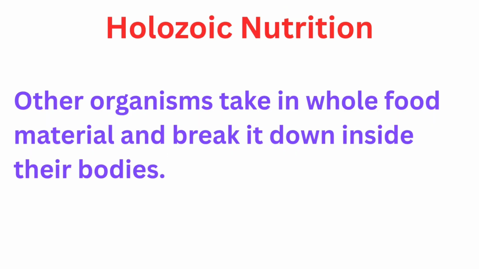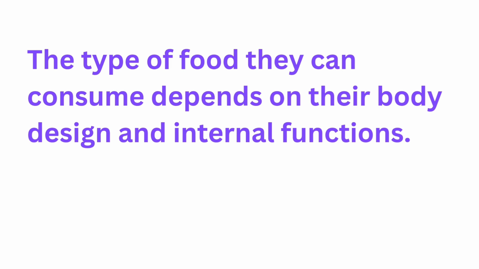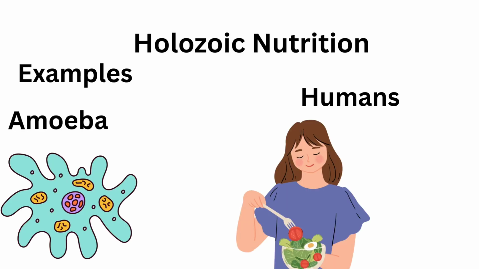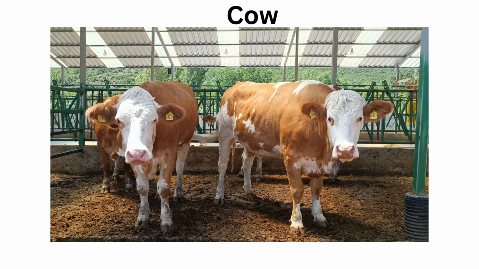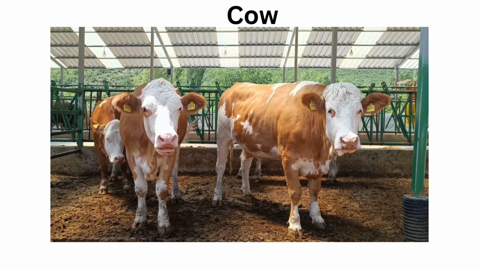Other organisms take in whole food material and break it down inside their bodies using internal enzymes. And what kind of food can be taken in and how it is digested, it all depends on the body design and internal functioning of the organism. And this type of nutrition is called holozoic nutrition. So what is holozoic nutrition? It is the intake of whole food material and its complete breakdown inside the body.